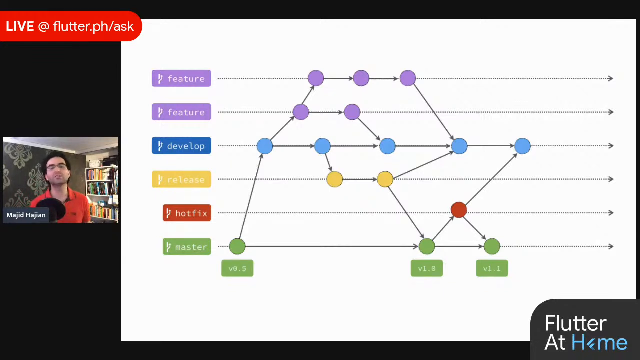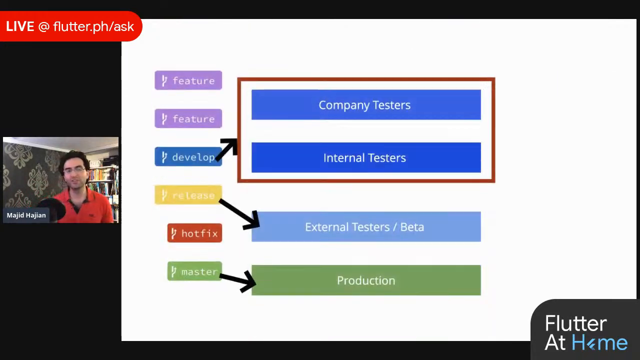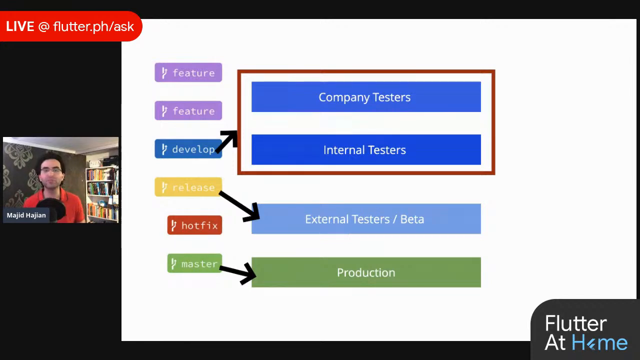So, releasing to the testers. Let's have a look at the relation between our groups and the branches. What you can do here is, let's say you have company testers and internal testers, and you want to release to those testers for testing some features or the latest features that you developed, and you merge with the develop branch, right? So this is exactly what you can do.